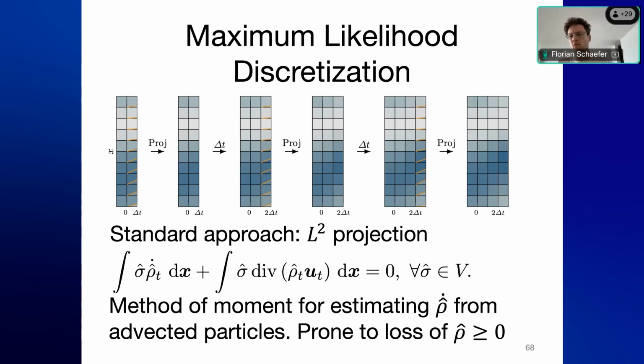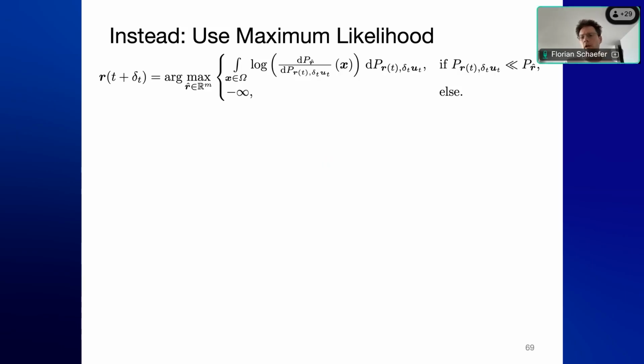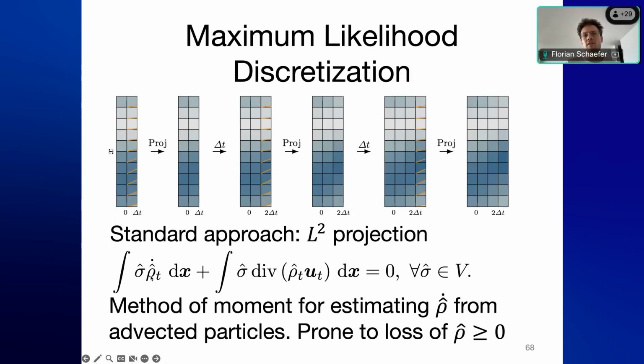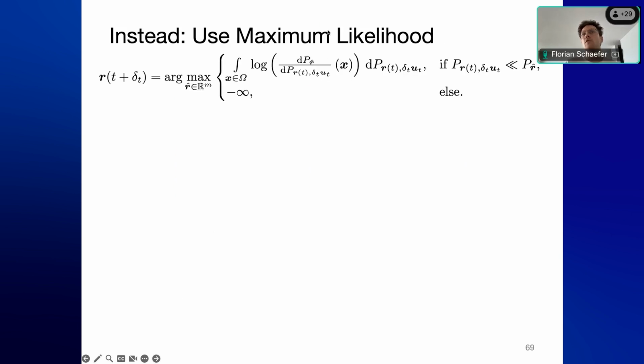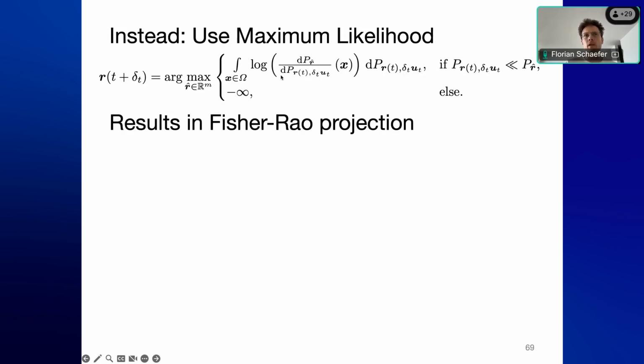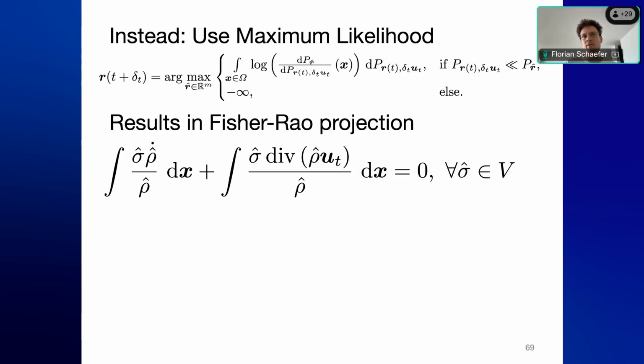And so now from the statistical perspective, we can ask ourselves, okay, how would a statistician do this? Well, a statistician maybe would not be using the method of moments, but would be using the method of maximum likelihood, which instead of integrating against test functions would try to solve this optimization problem. And in fact, by linearizing around a small time step, we can get a tractable form of this, which is given here, which means that now instead of the L2 projection, we're going to project with a weighted L2 inner product that is weighted with the inverse of the current density.